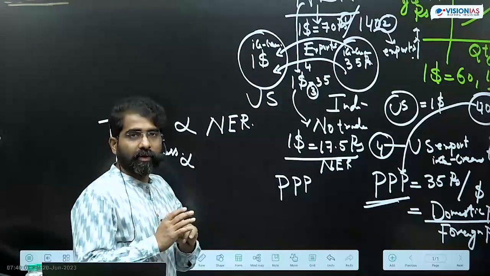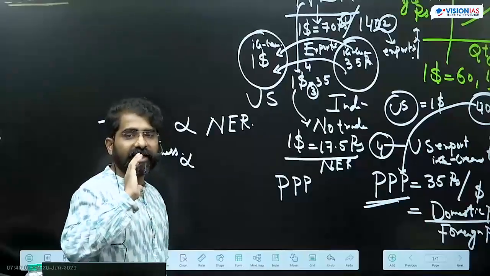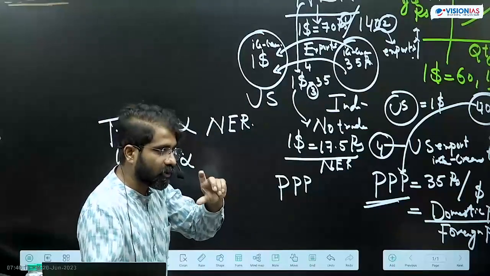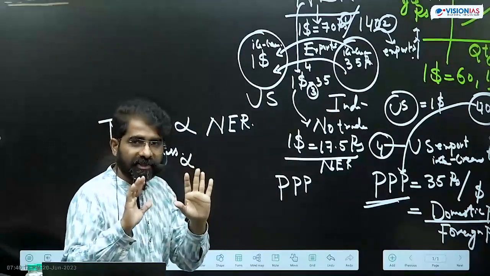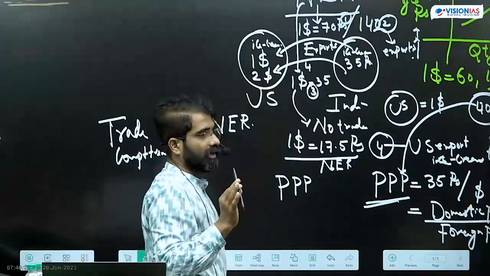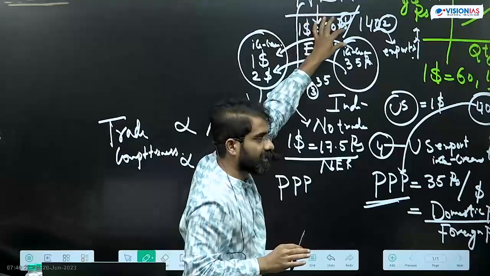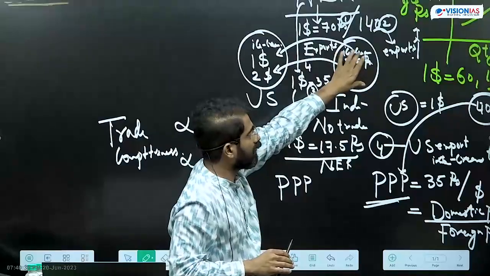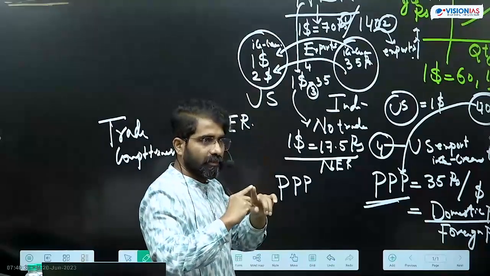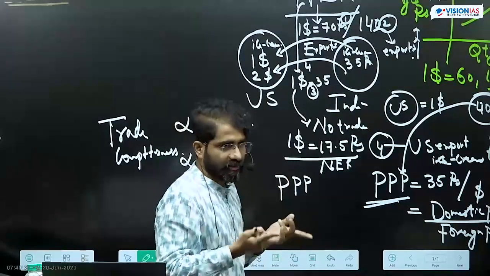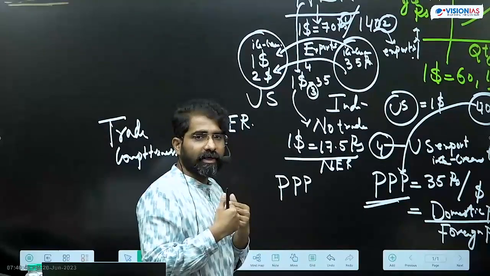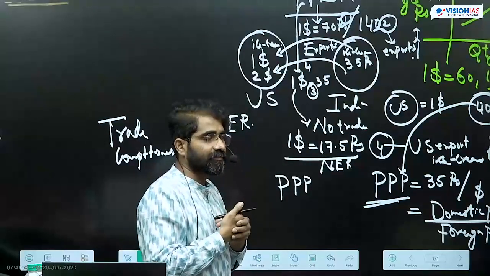Is trade competitiveness directly proportional to the price of ice cream in US, or is it inversely proportional to the price of ice cream in US? Simple logic here, listen. If the ice cream in US becomes $2 instead of $1, everything else is the same, $1 is 70, ice cream cost in India is 35, and ice cream cost in US, instead of $1, became $2. You're able to get this? So now what will happen to the exports from India? Will it increase or will it decrease?